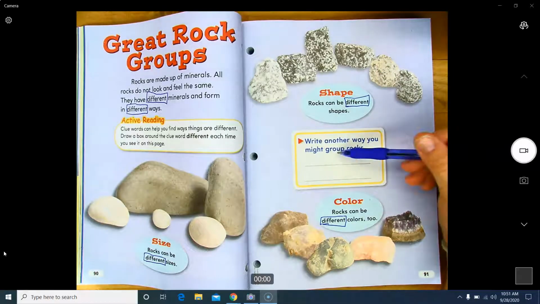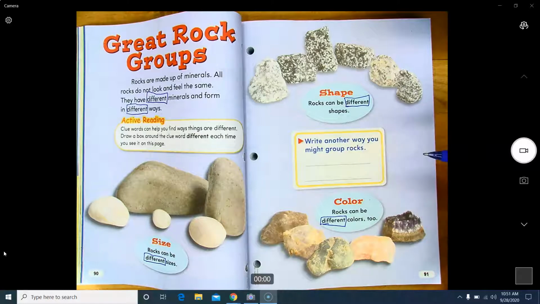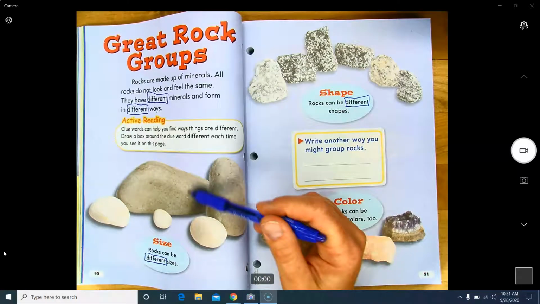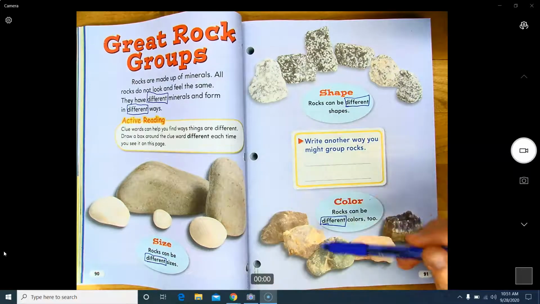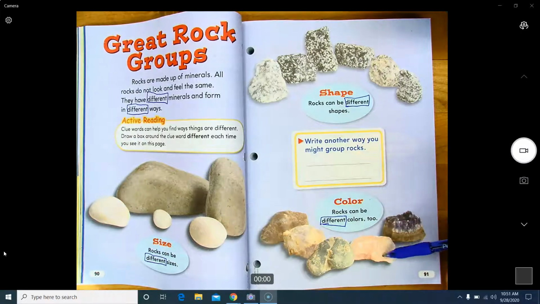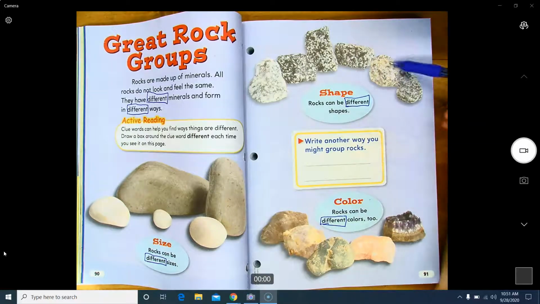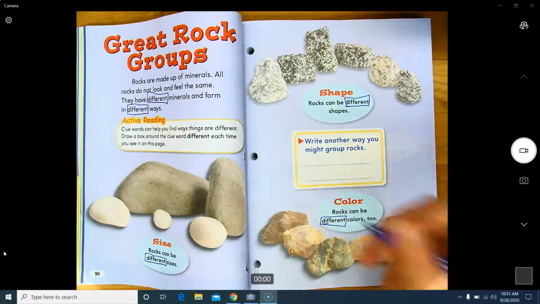Write another way you might group rocks. So what other way can we group rocks? Do they all feel the same? No, I can look at these pictures and tell that these rocks are smooth looking. These are kind of bumpier looking. And these might feel different also. So you can sort them or put them in a different category by the way they feel.